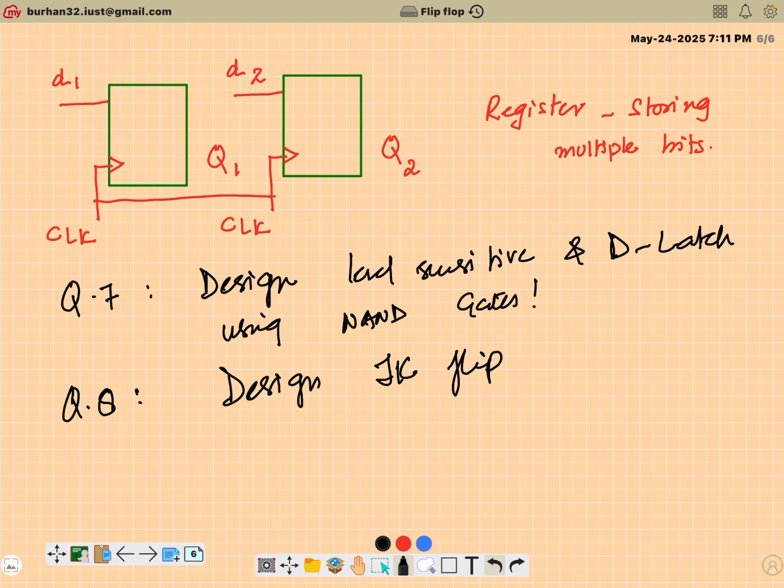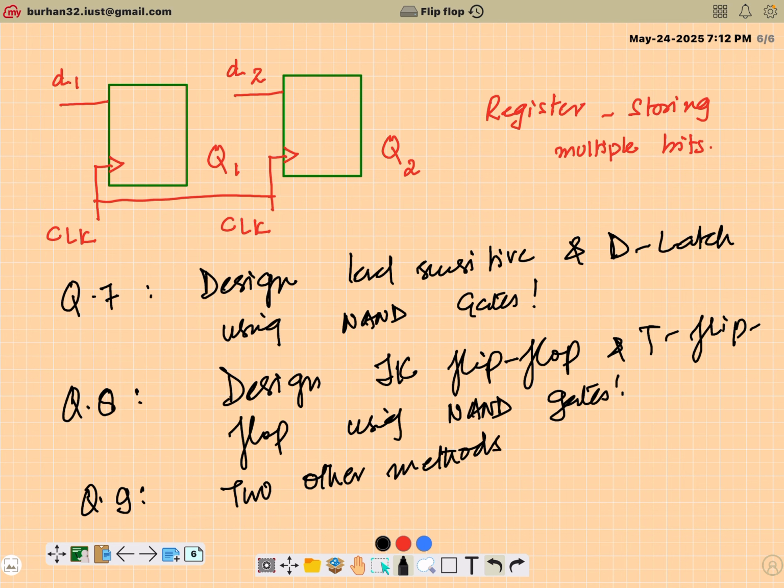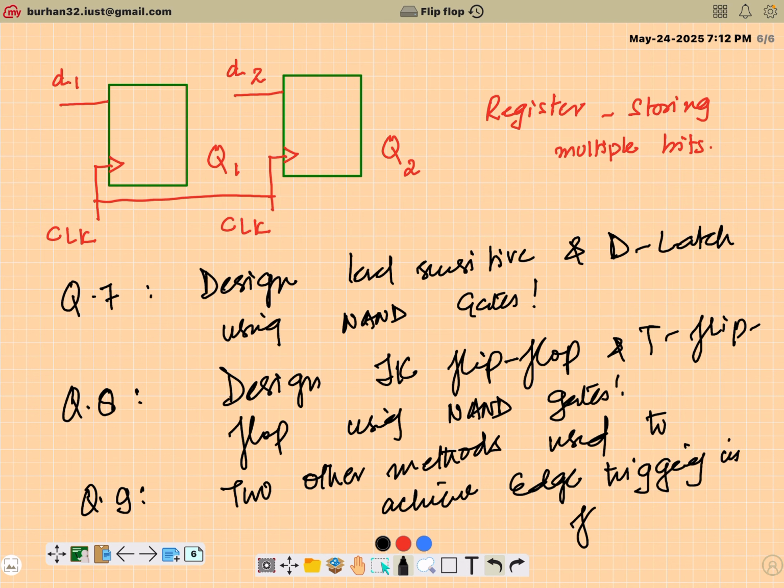Then another question as part of the assignment will be to design a JK flip-flop and a T flip-flop, again using NAND gates. And I will add one more, do a bit of survey on this. Question number 9. Come up with at least two other methods, apart from the edge triggering that we discussed here, apart from the master slave configuration that we discussed here. Two other methods used to achieve edge triggering in flip-flops.